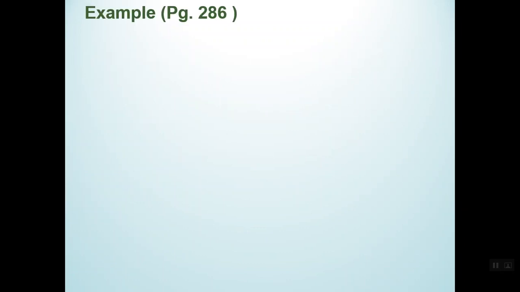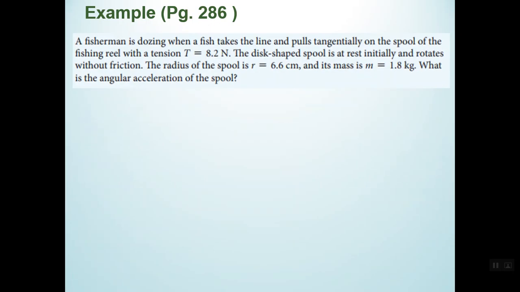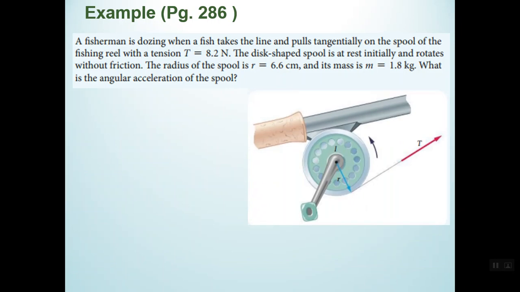For example, we have an example on page 286. A fisherman is dozing when a fish takes the line and pulls tangentially on the spool of the fishing reel with a tension T equal to 8.2 Newton. The disc-shaped spool rests initially and rotates without friction. The radius of the spool is r equal to 6.6 centimeter and its mass m is equal to 1.8 kilogram. What's the angular acceleration of the spool?